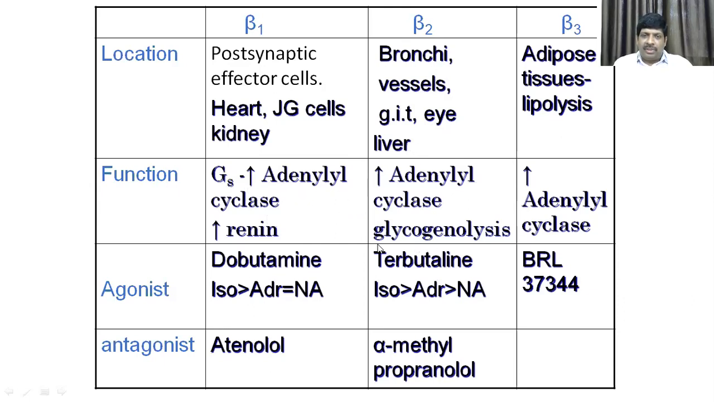This we have already talked about. The agonistic action of dopamine varies like this, and then terbutaline varies like this. Isoprenaline will have more effect on beta 1 in comparison to adrenaline, and adrenaline has the same effect in comparison to norepinephrine. This is how you will be reading this particular table, this particular column with this particular row. Antagonist for beta 1 is atenolol. Antagonist for beta 2 is alpha methyl propranolol.